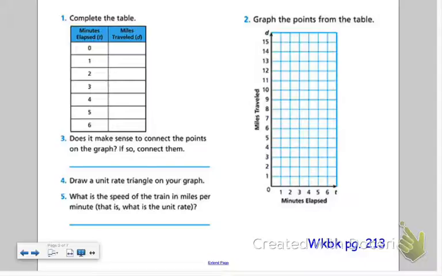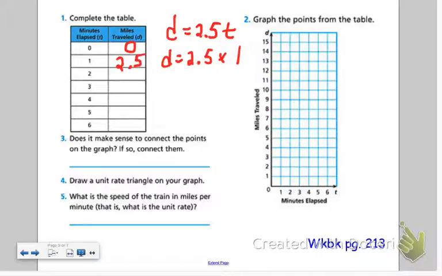So let's first complete our table. Remember, our equation was D equals 2.5 times T. That means we have to do 2.5 times the time. Well, if the time is 0, 2.5 times 0, well, that's 0. If the time is 1, we would have to do 2.5 times 1 minute, which of course is 2.5. If it's 2 minutes, we'd have to do 2.5 times 2, which is going to give us 5 miles.